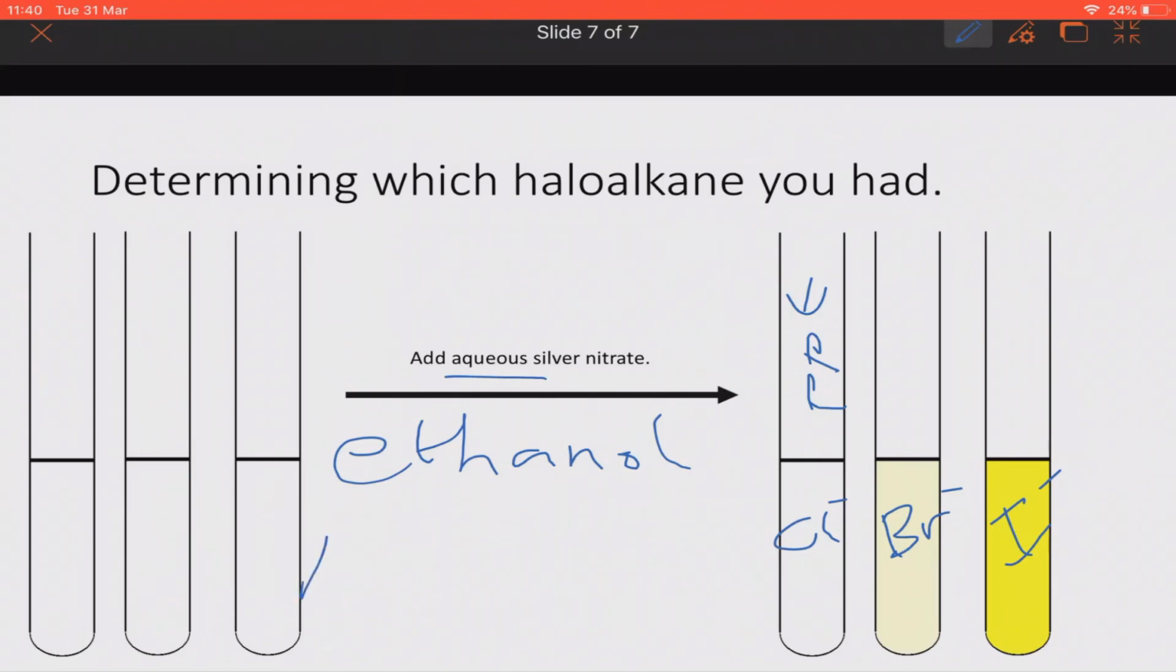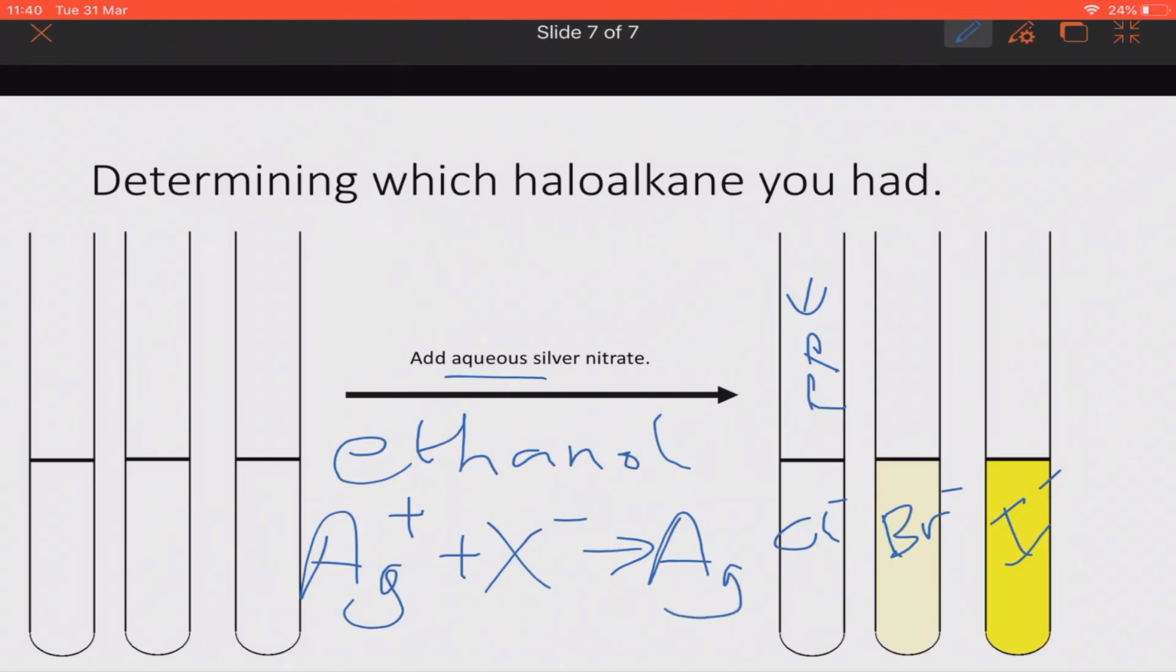We also need to know what is going on with silver nitrate. So silver nitrate, fundamentally, the bit that we're interested in is the silver ions. Silver ions will react with halide ions, and they will form silver halides. Those silver halides are solids versus our aqueous ions over here. This gives us our test. Now, the colours are one way that we can tell the difference, but we can also tell which one's which dependent on how quickly they go.